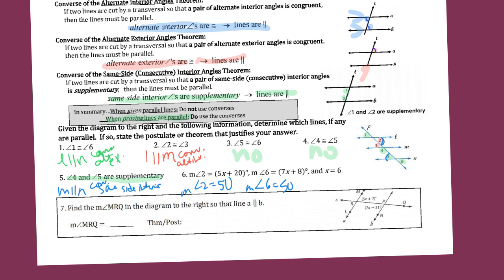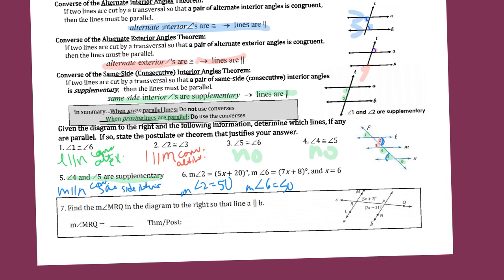Okay, so the next one is worded a little weirdly. It says, hey, normally you would say these lines are parallel, so find the measure of x so that those angles would be congruent because they're alternate interior. But instead it says, find the measures to ensure that the lines are parallel.